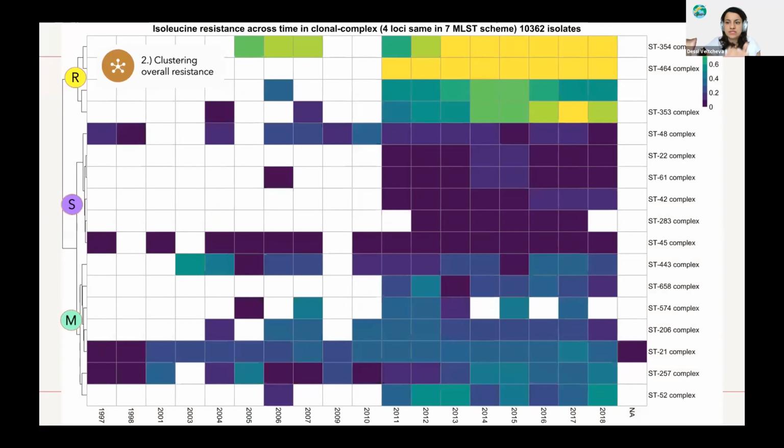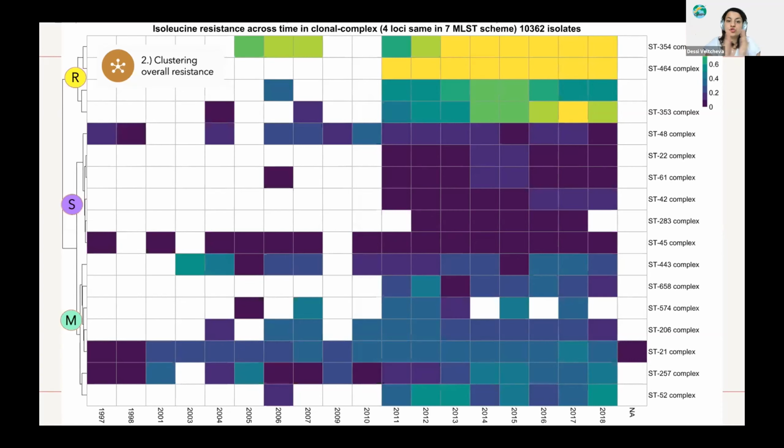This comes into my second analysis, which is clustering. On the x-axis we have the years and on the y-axis the different clonal complexes. The color indicates the probability, from 0 to 1, of resistance; if it is 1, it means it will be resistant. For example, in 2011 in clonal complex 464, there are only resistant isolates. We can see there are three main clusters: the resistant cluster, the susceptible cluster, and the mixed cluster. But this is a cluster used across time.